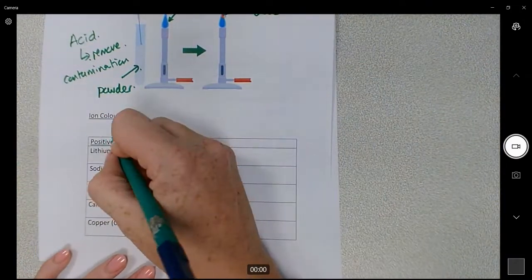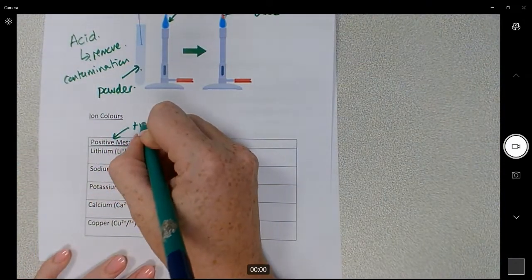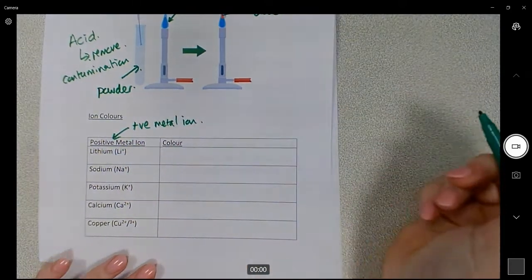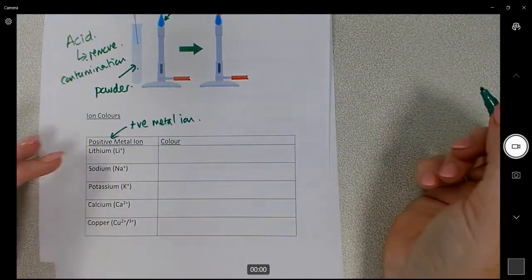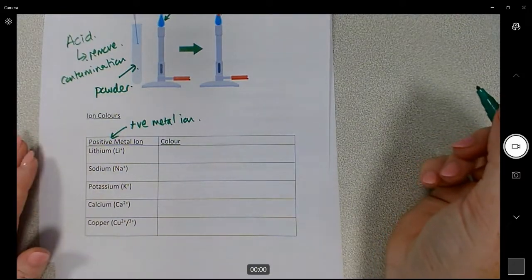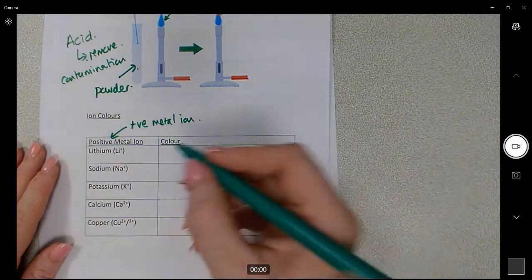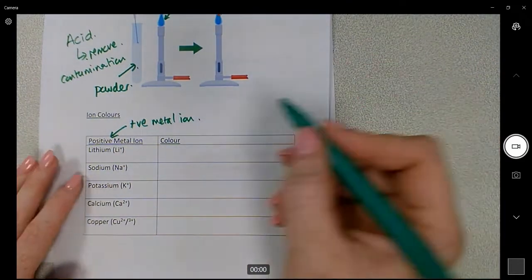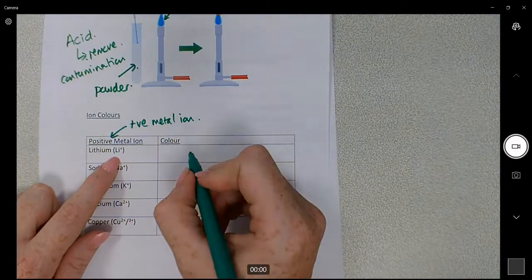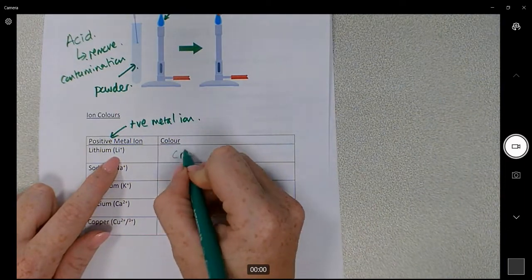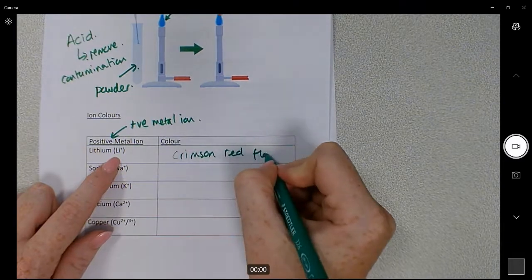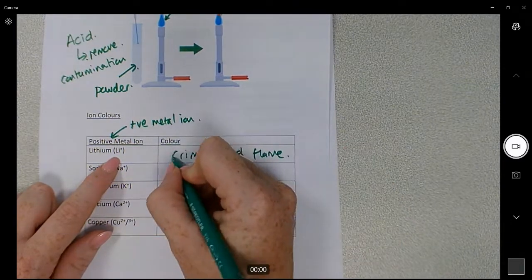So as you can see, this is all about our positive metal ions. This is what we use the flame test for. And again, you are expected to know the colours of these different ions. So we're going to go through the colours, and I'm going to hopefully give you some ways to remember the colours. So lithium is what we call a crimson flame. So it's a crimson red flame that you will see.